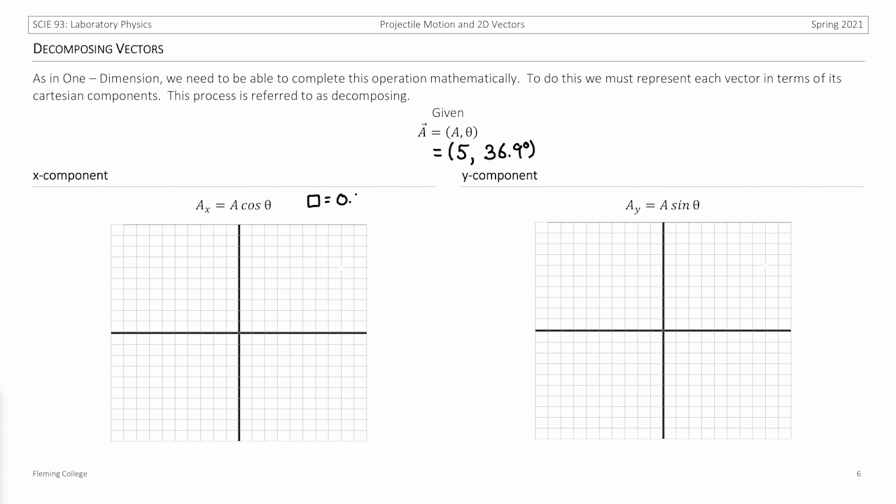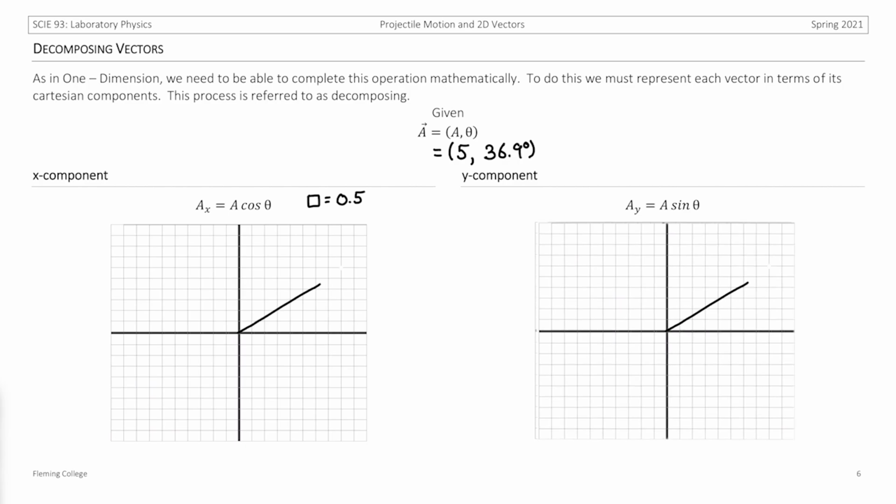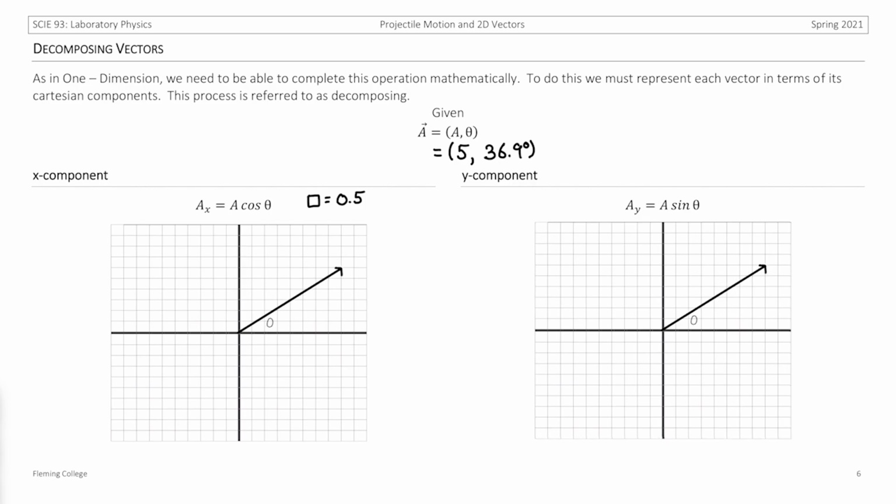Now, to sketch this out, just to give us a better view, we're going to increase the scale. So every box here, instead of being worth 1, is now worth half. And we draw in our vector from the previous slide. So this is a magnitude of 5 and an angle of 36.9.